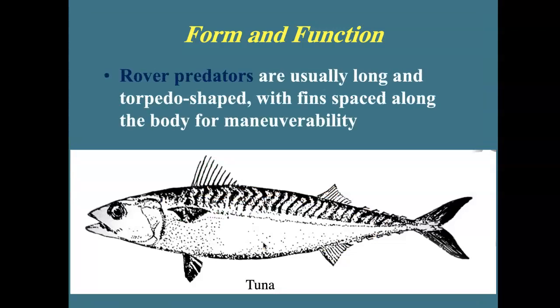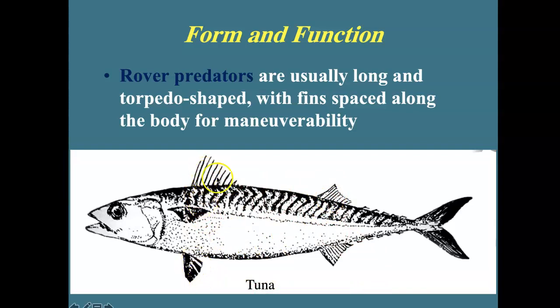Okay, so let's talk a little bit more about form and function. Again, fish that have these what we call fusiform or torpedo-shaped bodies are typically what we call rover predators. And they need this torpedo-shaped body to reduce drag so that they can actively hunt down their prey. So they're actively, again, chasing down their prey.